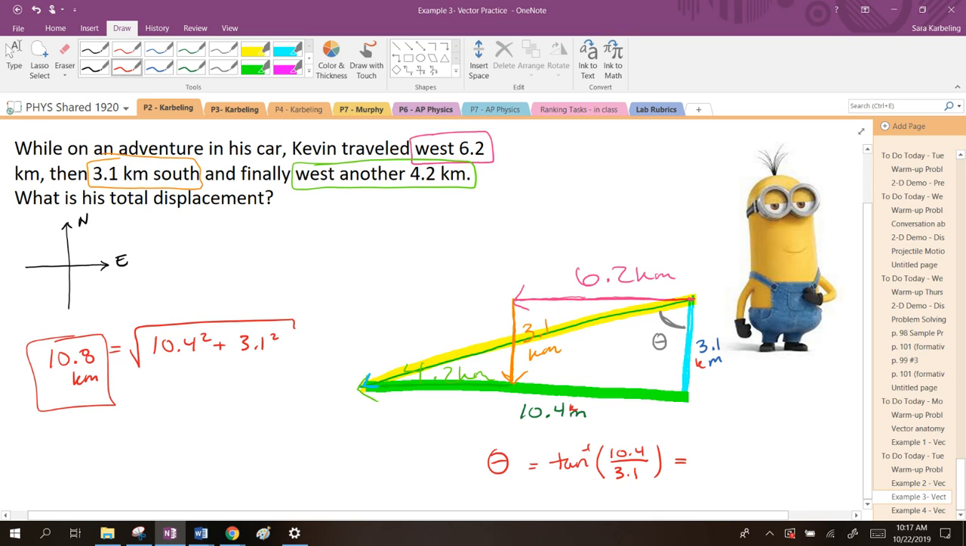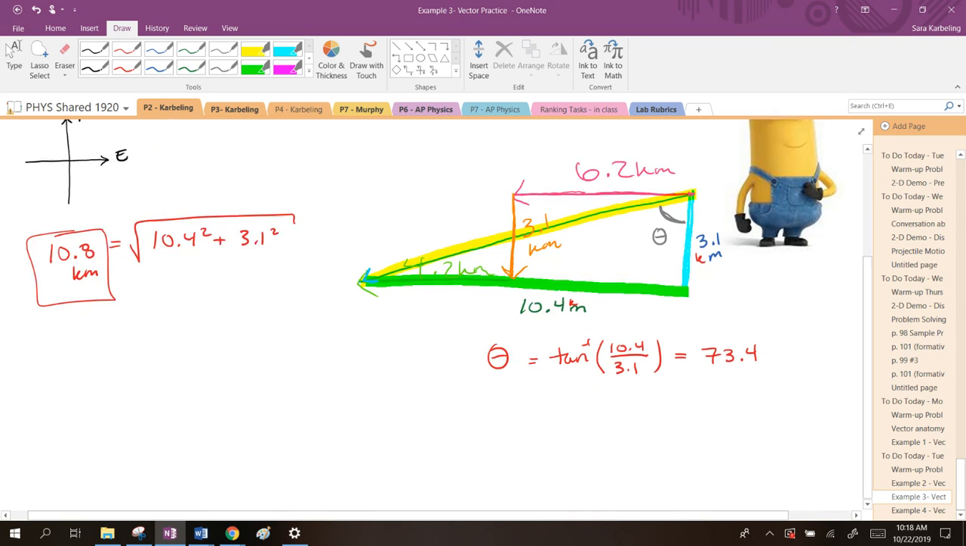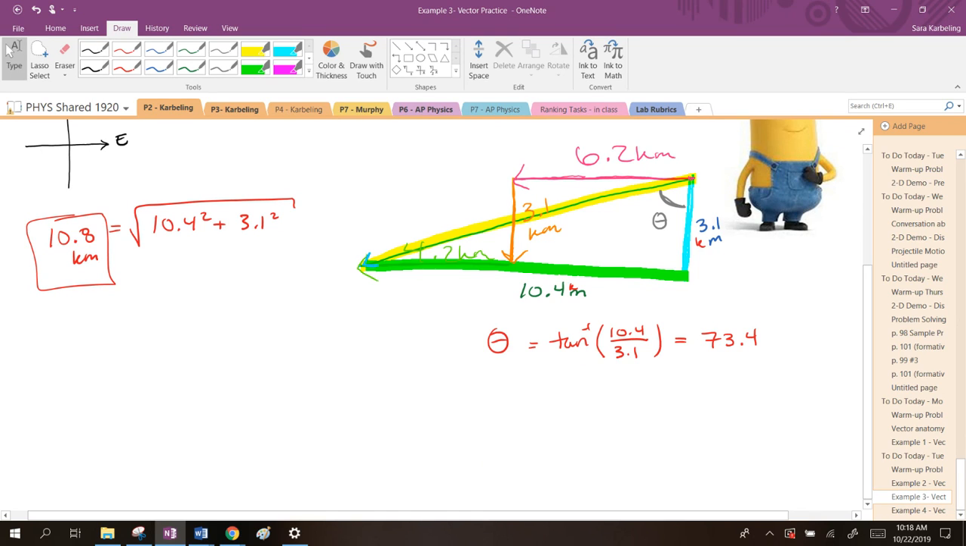What do we get when we do that? 73.4. And what is the direction? We start facing south, and we turn to the west. So it would be west of, or west from south. West from south. Okay.